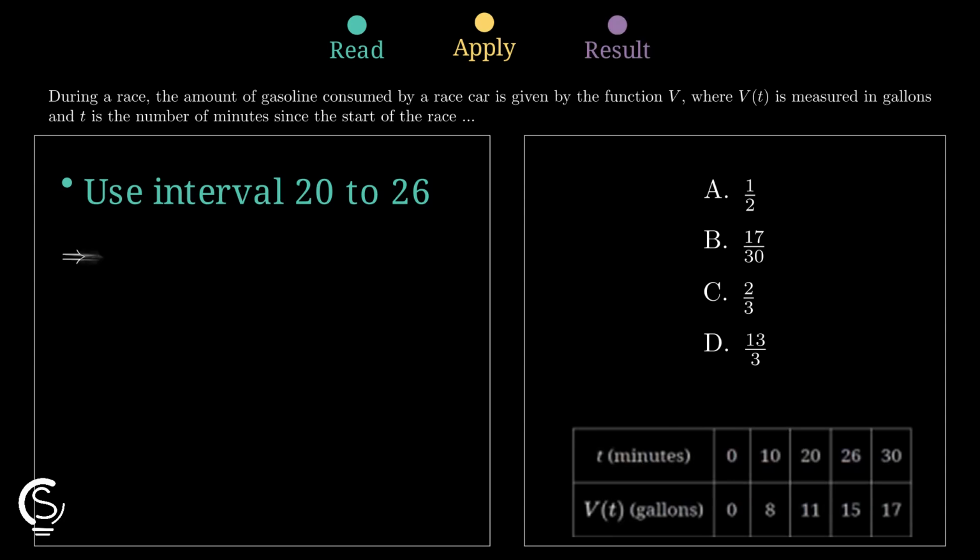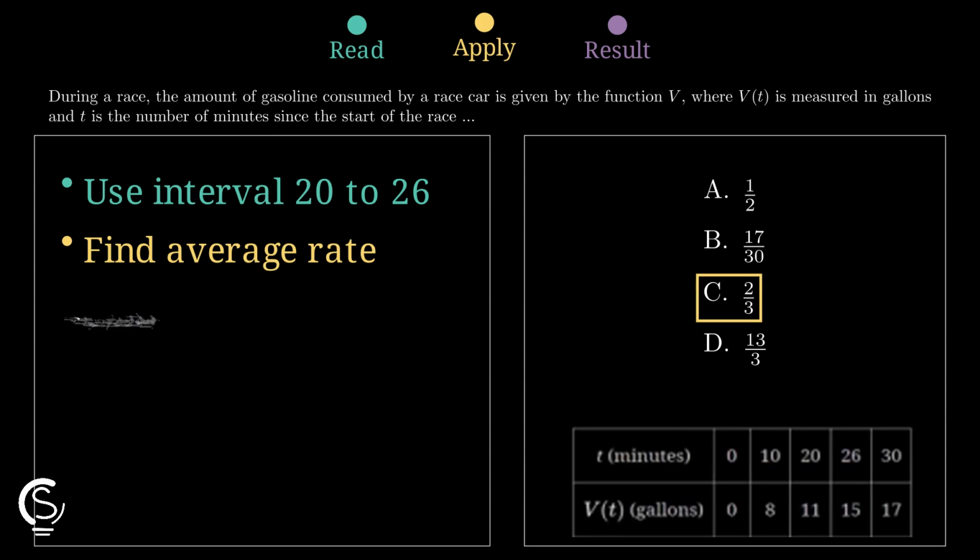From the table, that quotient is 2/3 gallons per minute, so the best estimate for the instantaneous consumption rate at 23 minutes is 2/3.